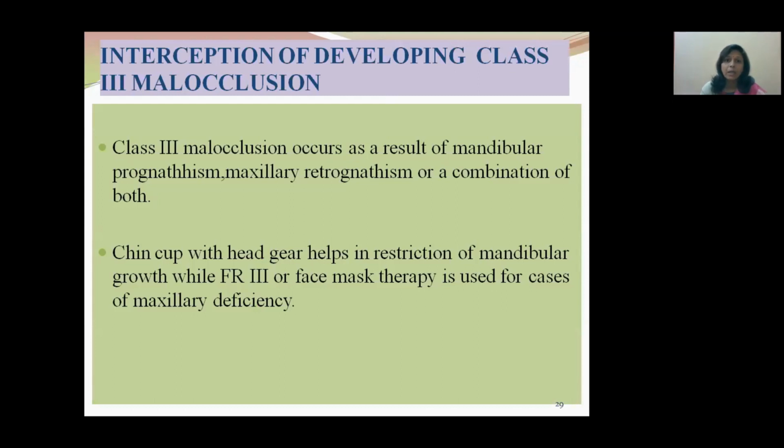Coming to the interception of developing malocclusions. Among that, developing class 3 malocclusion should be attempted to be corrected as soon as it has been seen. It results from mandibular prognathism, maxillary retrognathism, or a combination of both. So in this phase, a chin cup with headgear helps in restriction of mandibular growth, while the other functional appliance, that is Frankel regulator 3, can be used in cases of maxillary deficiency.